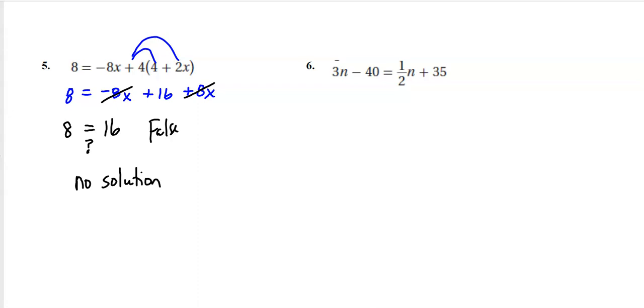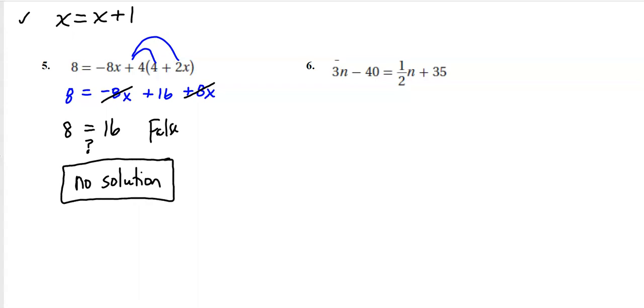This problem is impossible to solve. There is no x in the world that will ever make it true. An example of this, the classic, is x equals x plus 1. There is no x you could ever plug in there because the right side is always going to be 1 bigger than the left side. So when that happens, we say that there's no solution.